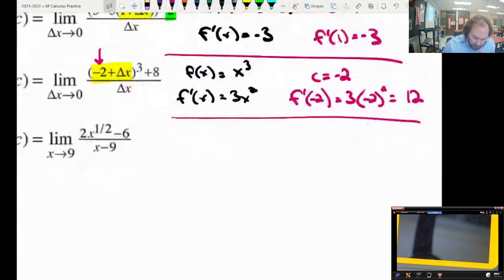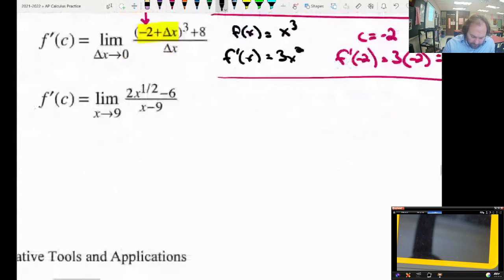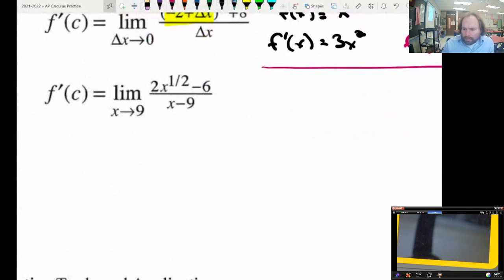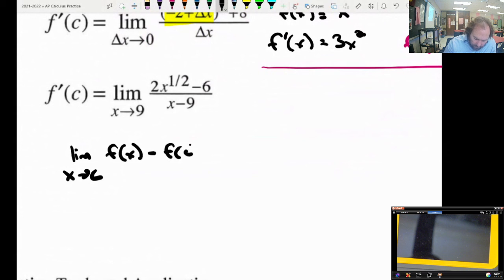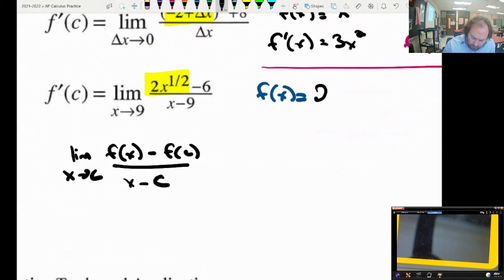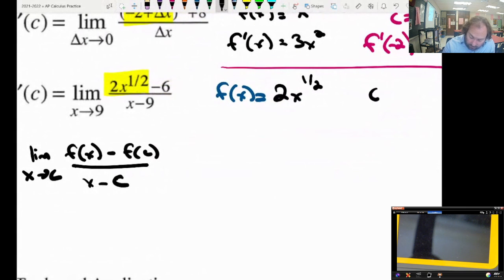This is the alternate version of the formal definition of a derivative. It's slightly different: the limit as x approaches c of f of x minus f of c over x minus c. This gives you all the information right here in the problem. Actually, you can see it right away. f of x is just 2 times x to the 1/2 power. c is also given to us. It's 9, whatever this number is.